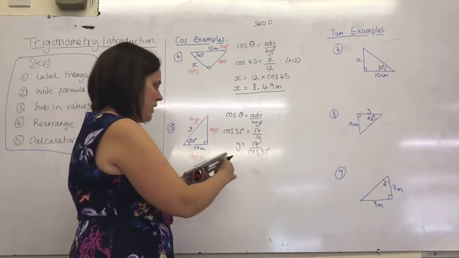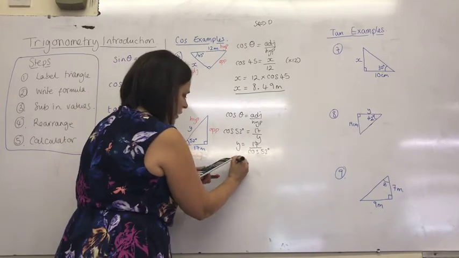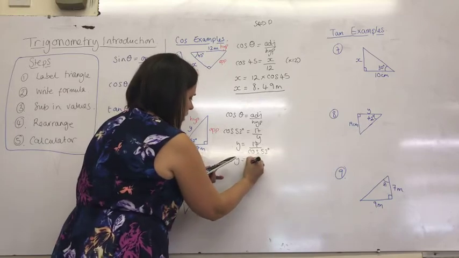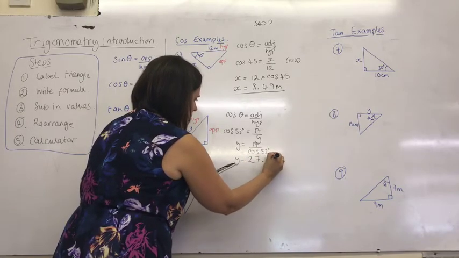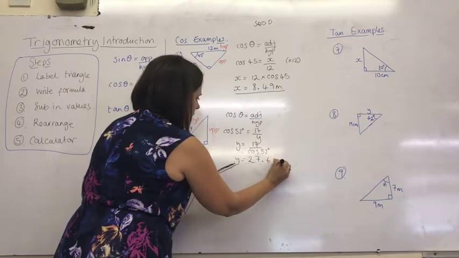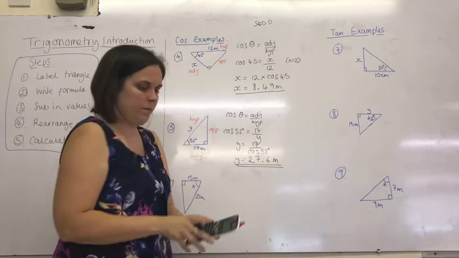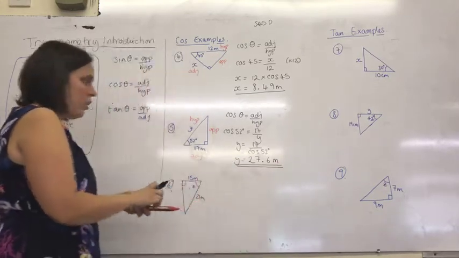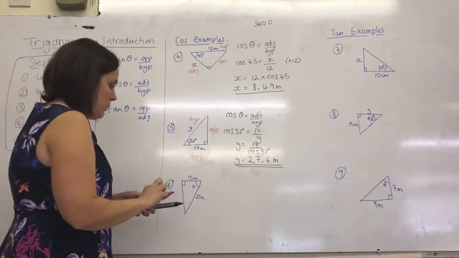And the answer we get is, rounded to 3 significant figures, 27.6, and it's metres again. Okay. Last cos example then, label the sides.